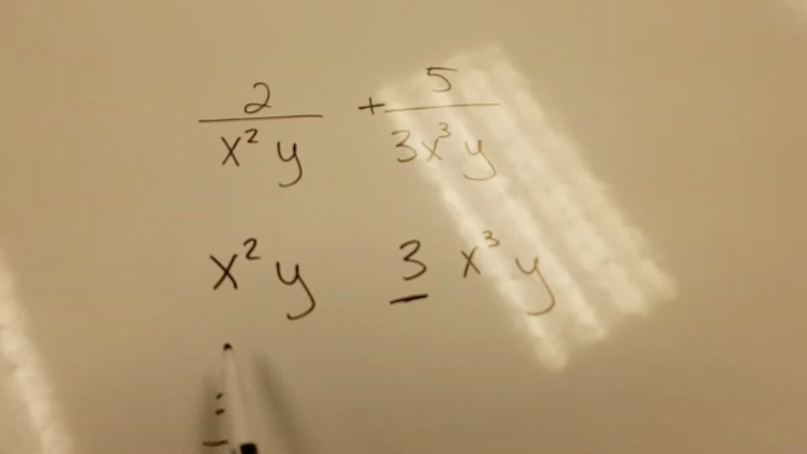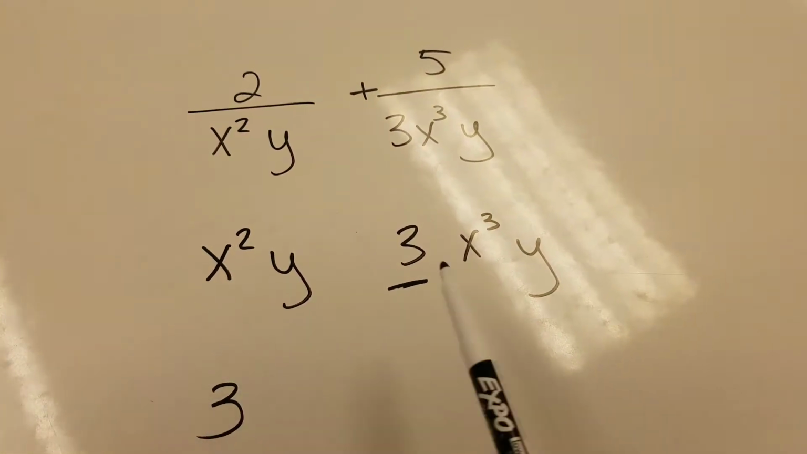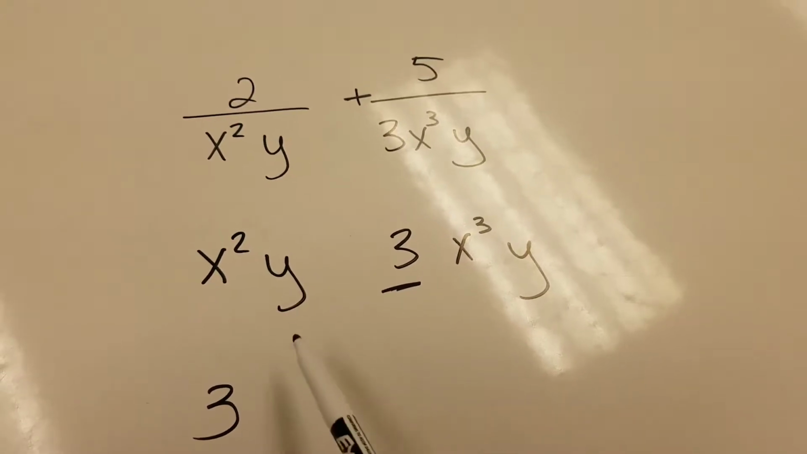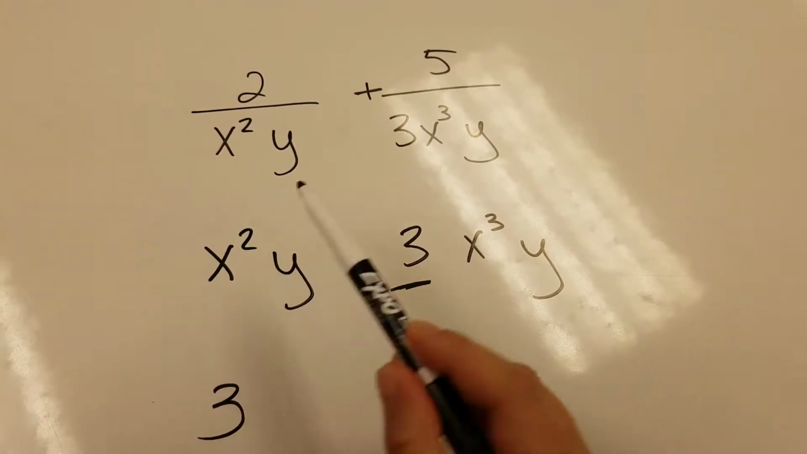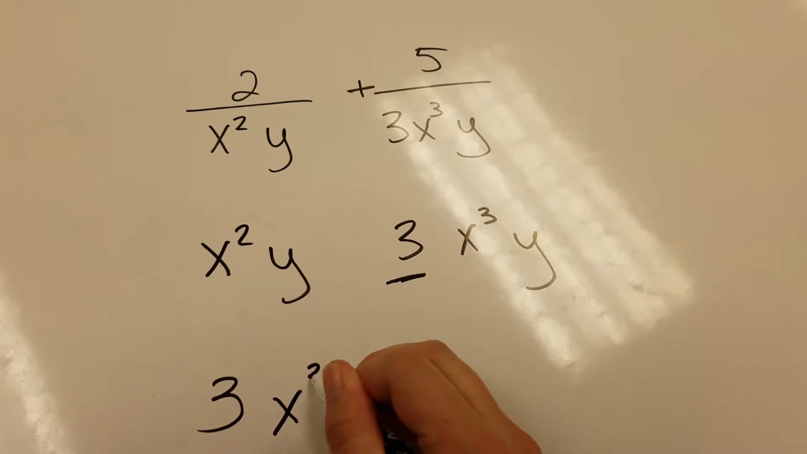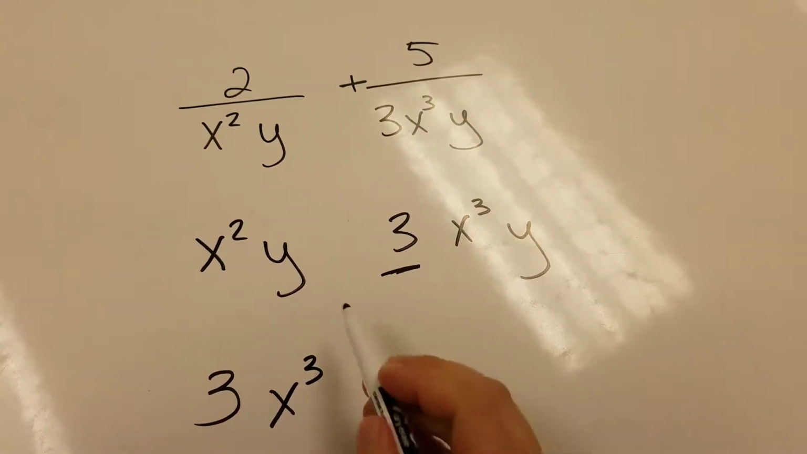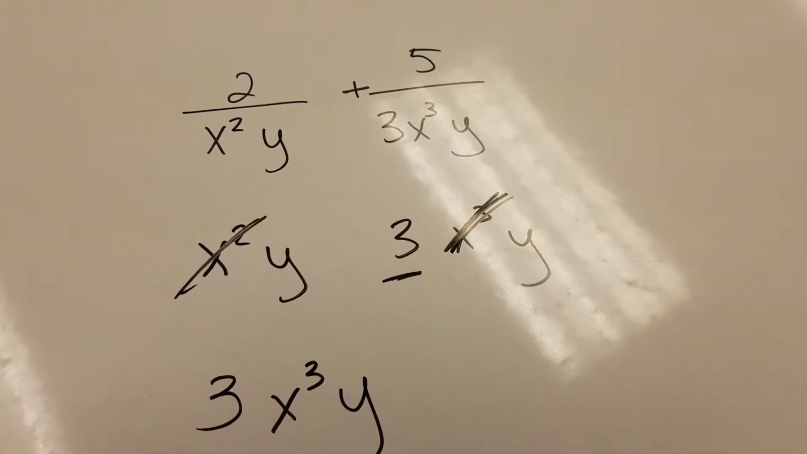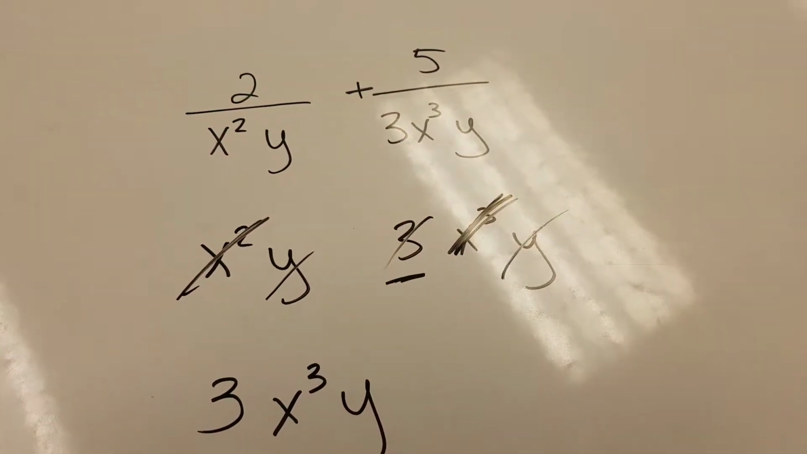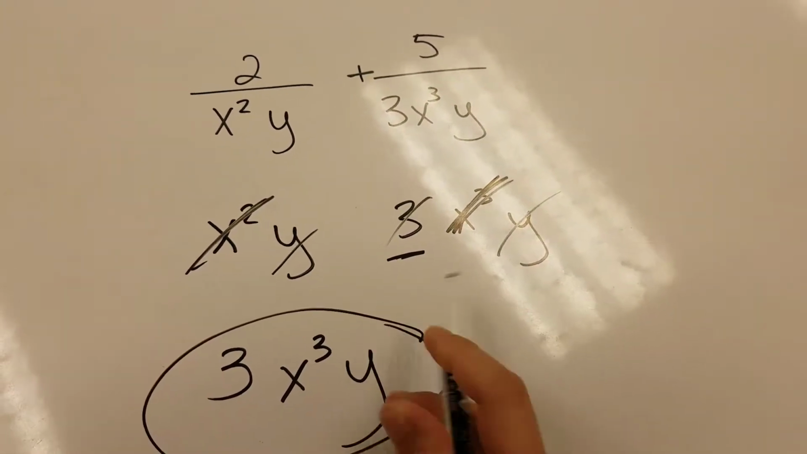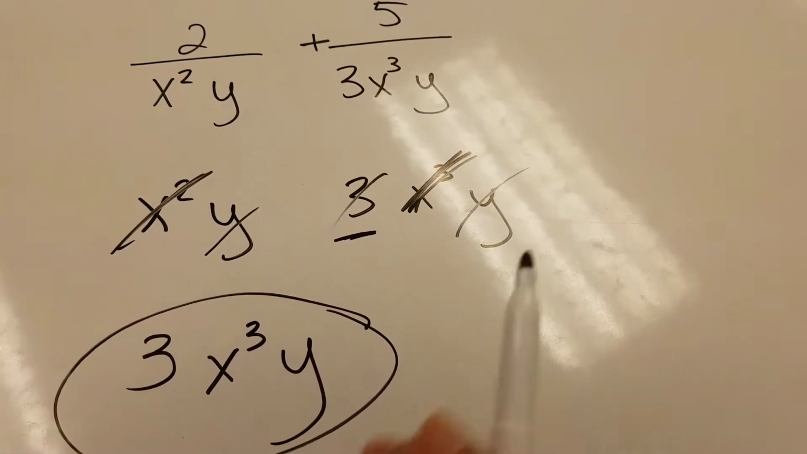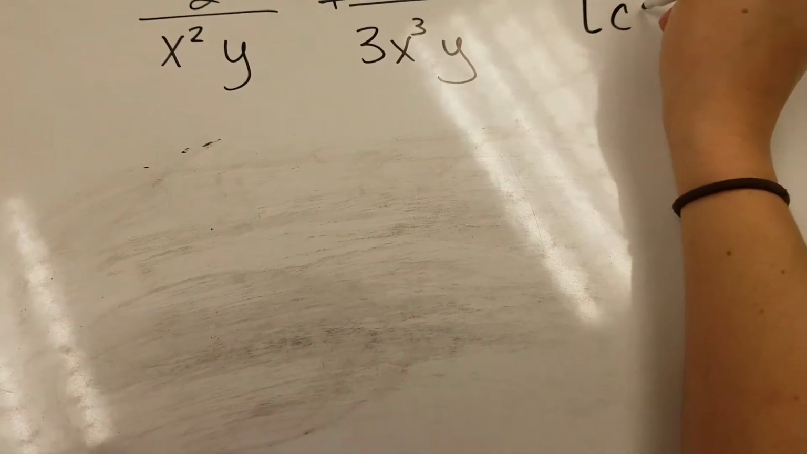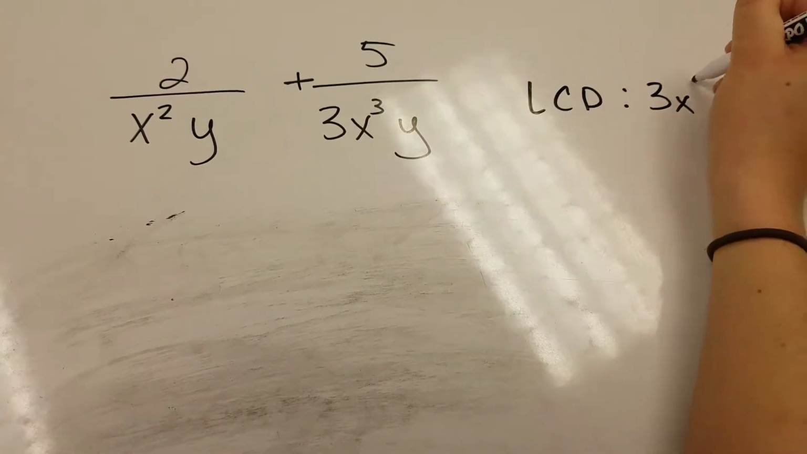Unlike factoring, it's not going to be the smallest exponent, it's going to be the biggest, because we can make x squared into x cubed by multiplying by x. So we need to make it 3x cubed, and then they both have a y. The x cubed takes care of the x's, the y is covered, and the 3 already is. Okay, so this is our LCD. That's the first thing we list off to the side: the LCD is 3x cubed y.